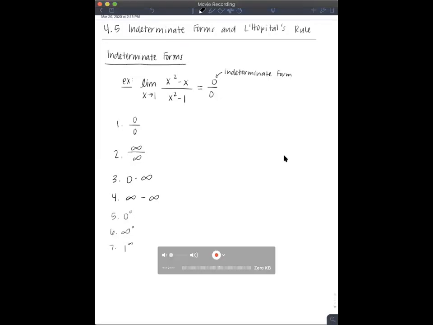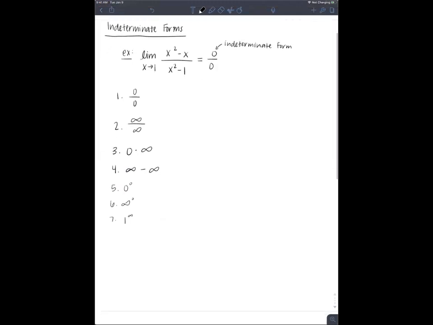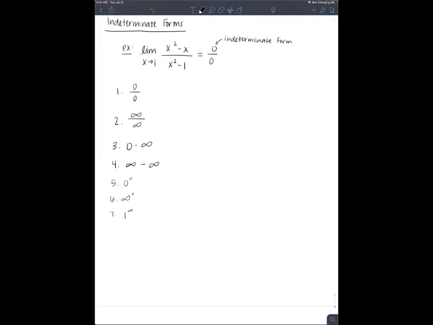If you get a limit equal to something of this form, then that's indeterminate. So are there any questions about this or about these forms? Okay, so first let's talk about indeterminate forms 0 over 0 and infinity over infinity.